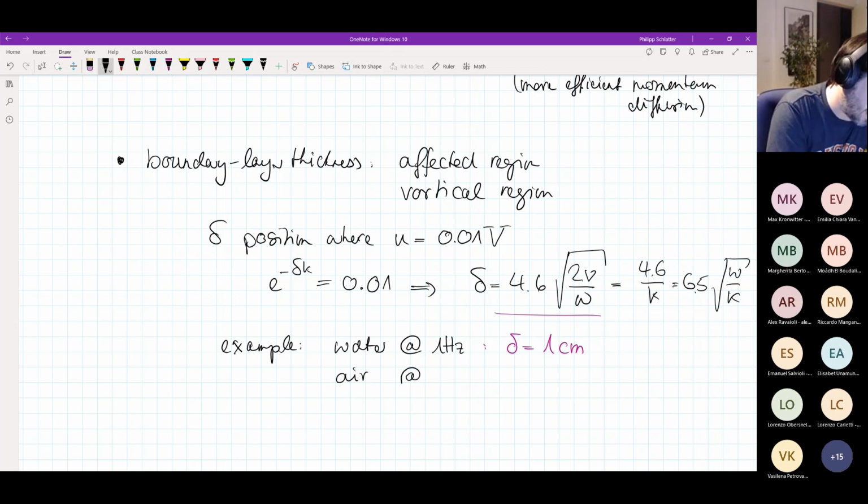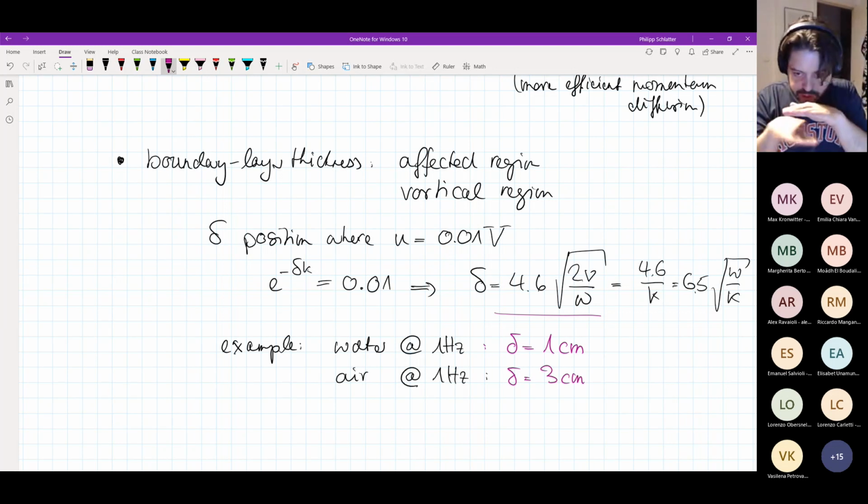Of course, now we can also look at air, just to give you the comparison. Again, we do air with the same frequency. So now you can wonder, is this more or less? Of course, we can go back and calculate, and it actually turns out that the air delta is 3 centimeters. So if I'm doing that here, I could measure the velocity up to 3 centimeters away from my moving wall, or my moving hand.